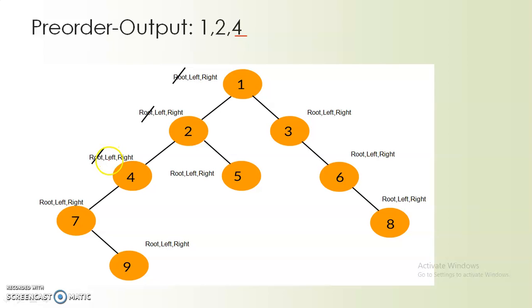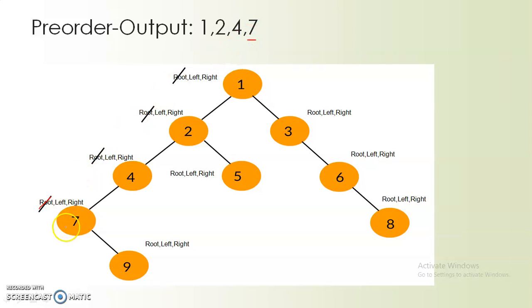Next, check whether it has a left subtree or not. Node 4 has a left subtree. This is the left subtree for node 4. Now we are moving on to node 7. Now show the node 7 value. Strike this out, it's completed. Okay, 7 is on the output.